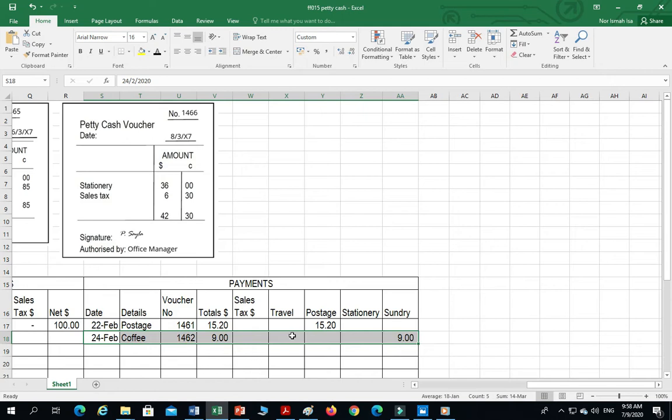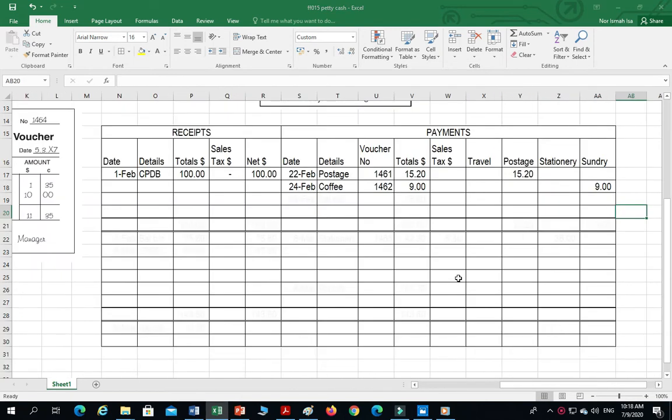This is for coffee and biscuit. The total amount is 9, and this is not relevant to this detail, so we just put it as sundry. Since this is almost the end of February, the petty cash needs to be balanced at the end of February, because all the total amounts for expenses need to be posted to the nominal ledger.